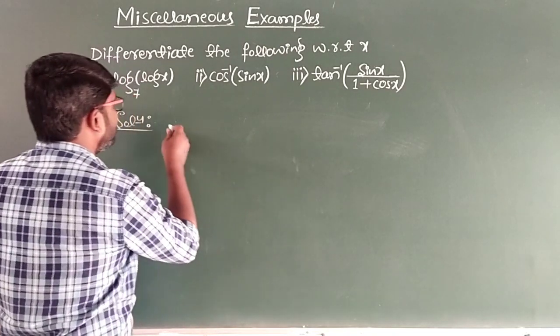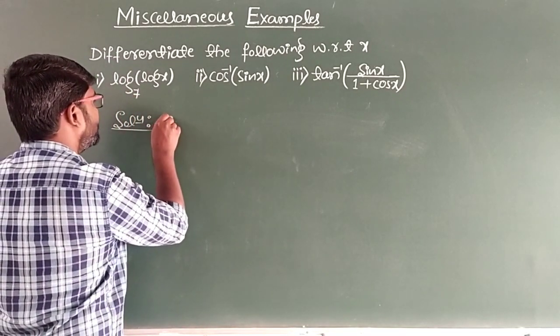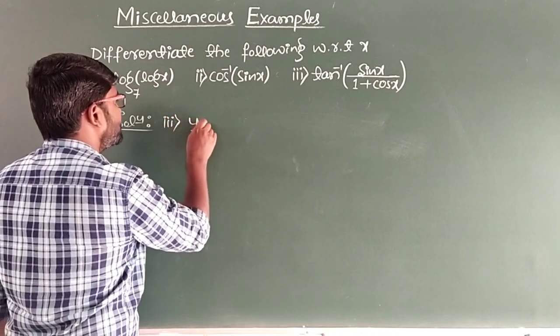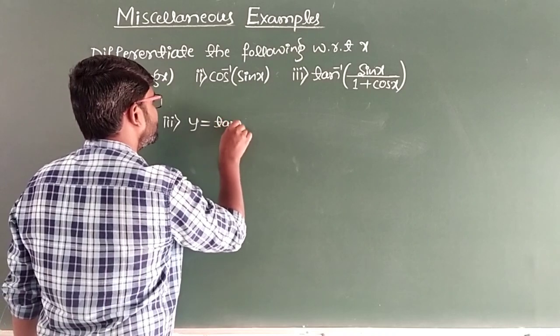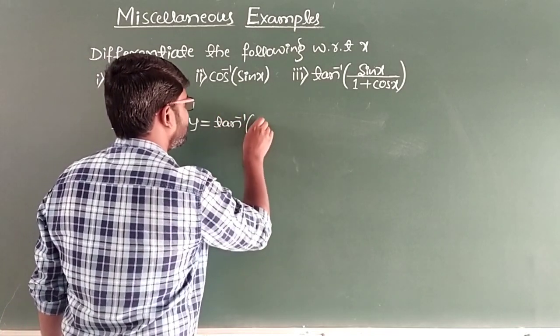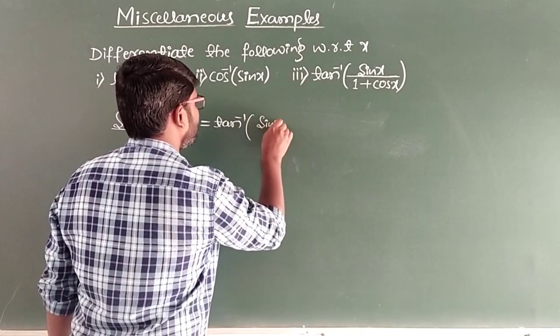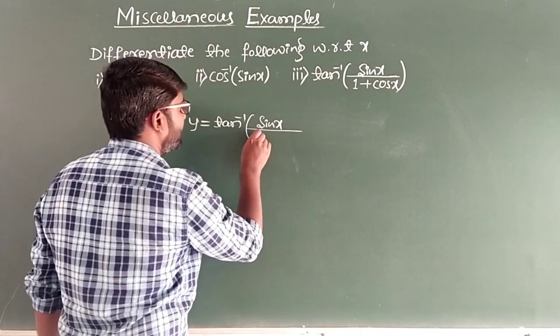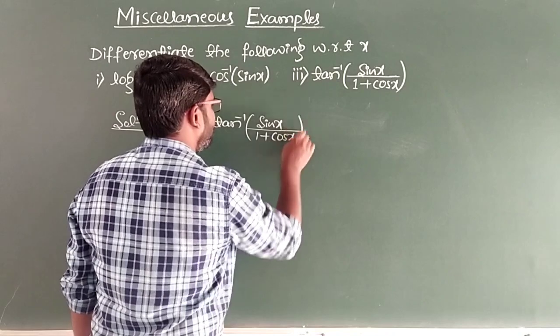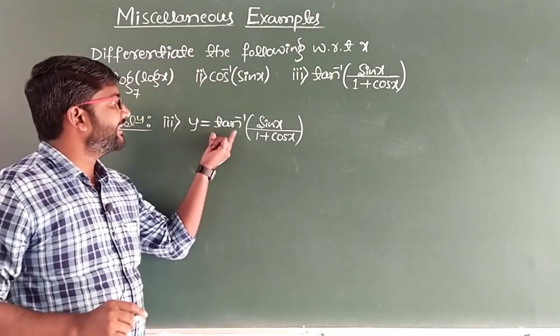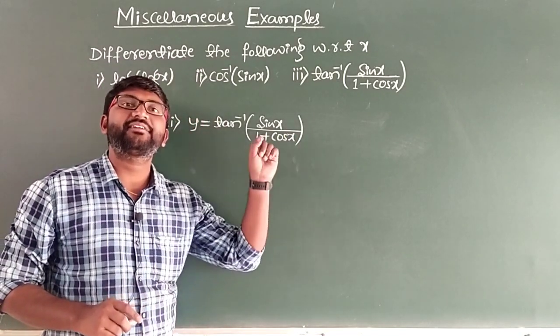Well, the Roman number 3 is y which is equal to tan inverse of sin x divided by 1 plus cos x. So outside we have tan inverse, that means inside we should get a tan term.